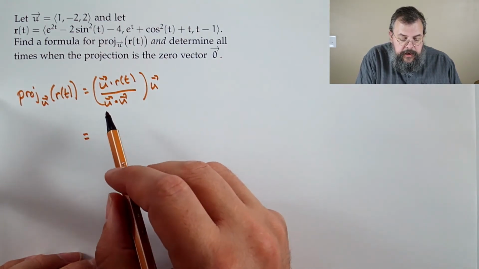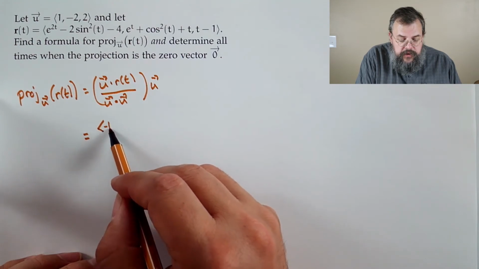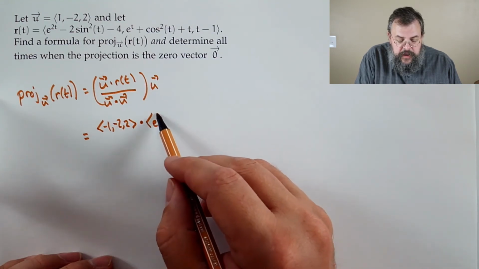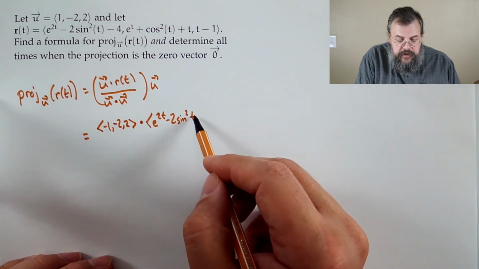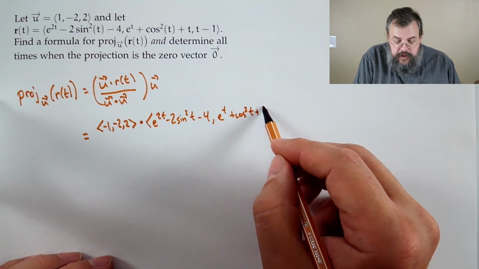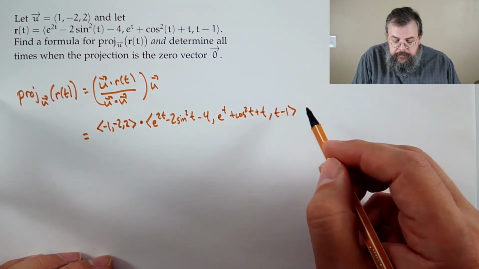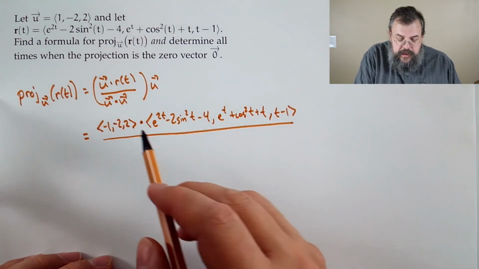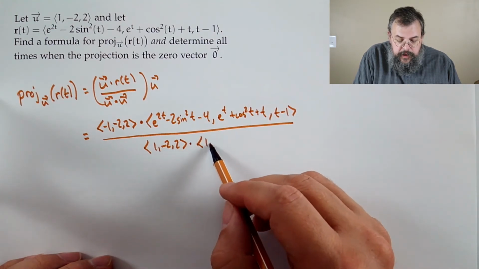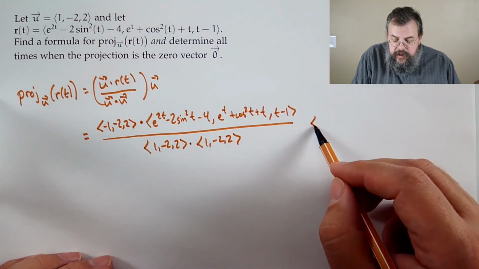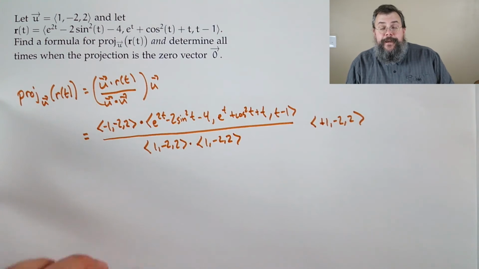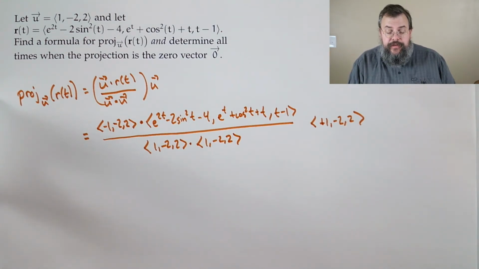So we have (1, -2, 2) dot (e^(2t) - 2 sin^2 t, -4 e^t + cos^2 t + t, t - 1), all of that divided by u dot u, which is (1, -2, 2) dot (1, -2, 2), and that's going to scale the vector (1, -2, 2). There we go. That's just the formula. The formula is what it is.